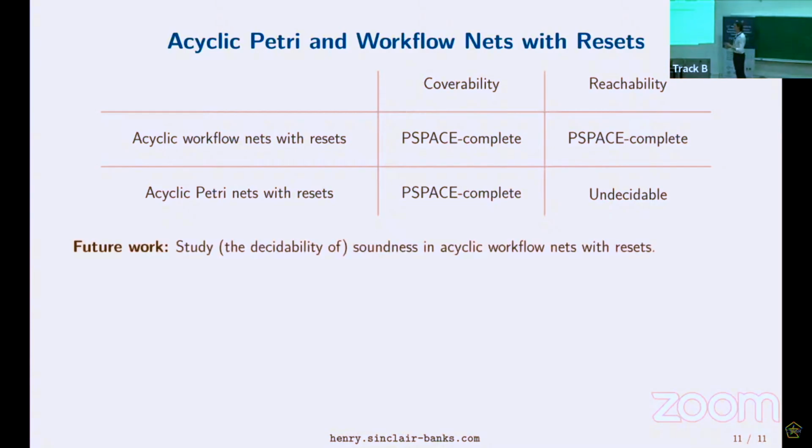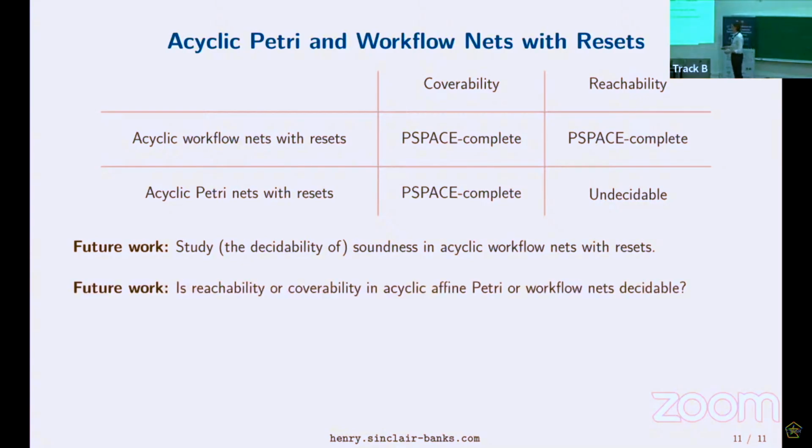And for future work, this could be a good basis to study the soundness problem, which I won't define for sake of time here, in acyclic workflow nets with resets. And there is also the question whether reachability or coverability in acyclic affine Petri nets or workflow nets is decidable, where affine is a strengthening where you're able to multiply the number of tokens. So you can take a transition that doubles the tokens from one place to another. So this is a more powerful model, but maybe with acyclicity, this becomes reasonable.